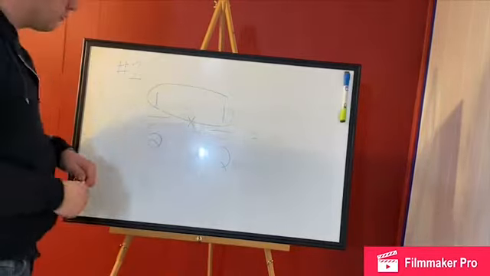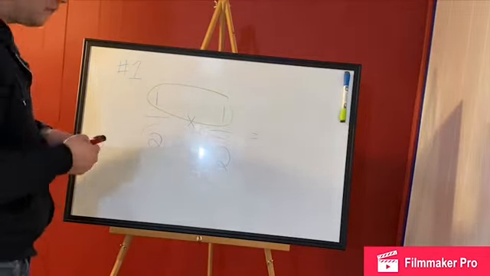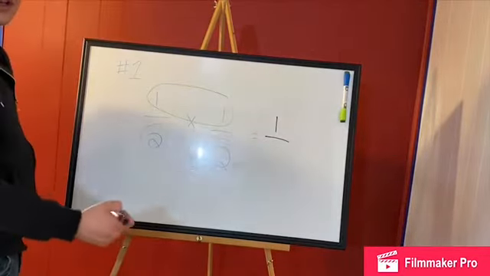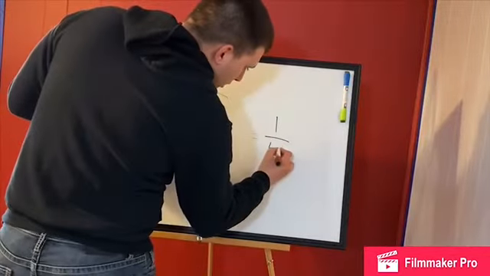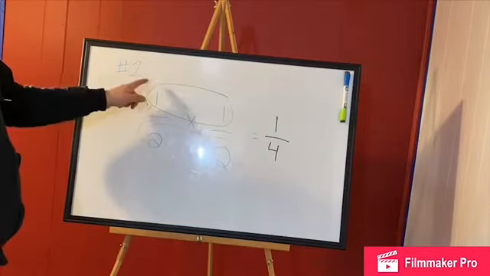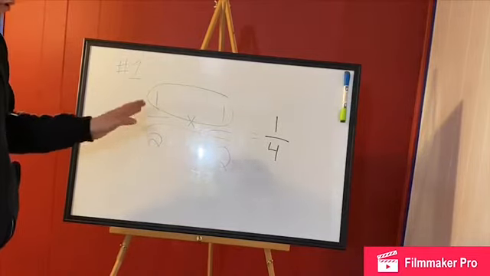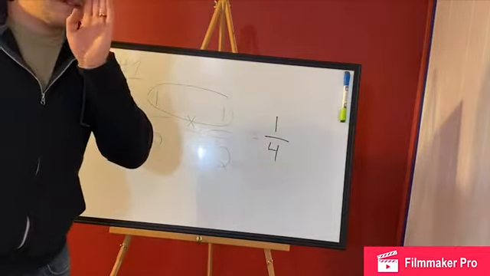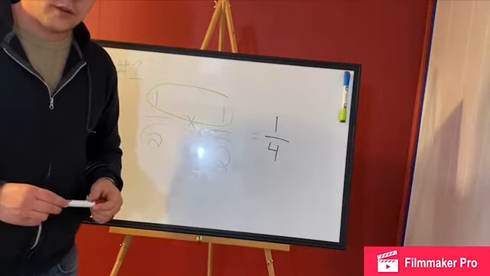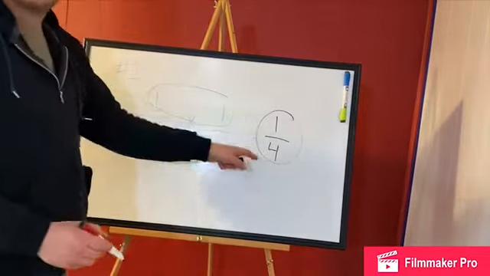When we do this, we're doing 1 times 1. 1 times 1 is 1, over 2 times 2, which is 4. So what this is saying is, if we have a half of something, and we're trying to figure out what a half of that half is, we know that a half split in half makes a quarter, or 1/4. So this right here would be your answer for number 1.